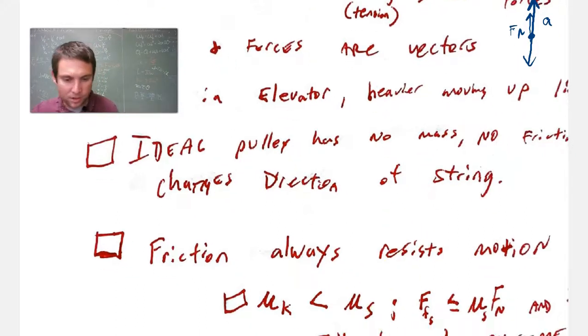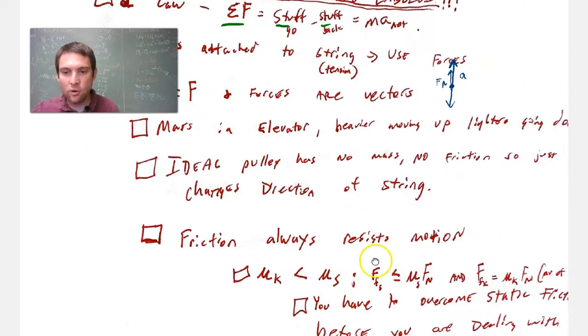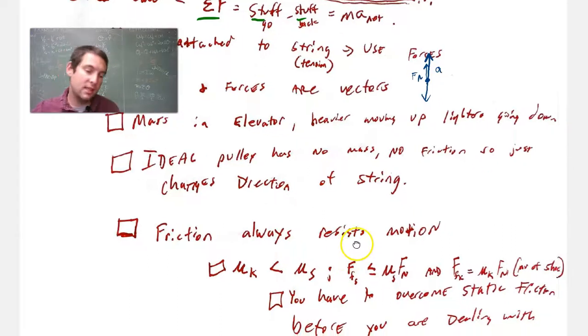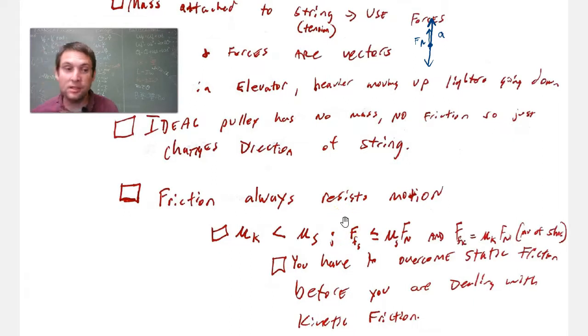An ideal pulley, that is a special phrase that has a special meaning. That means there is no mass and no friction. So the pulley is only there to change the direction of the string. If it is a massive pulley, or there is friction, then there's torque involved, and you would need to use your torque toolbox to do that. More on torque later.